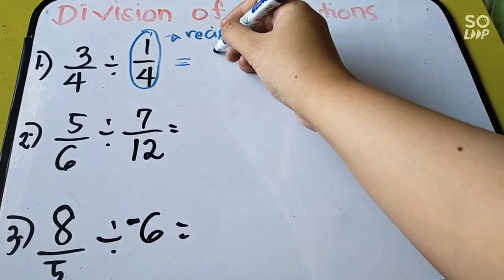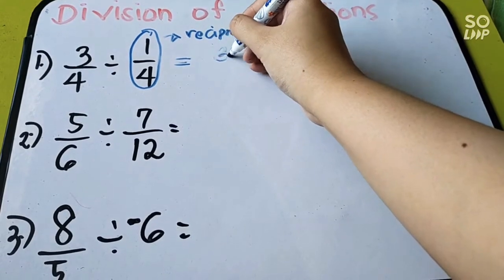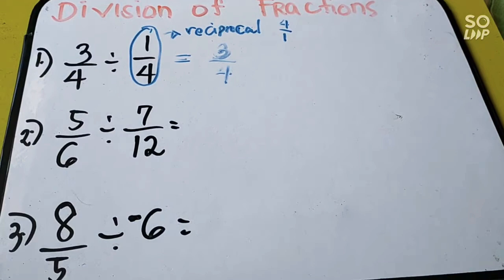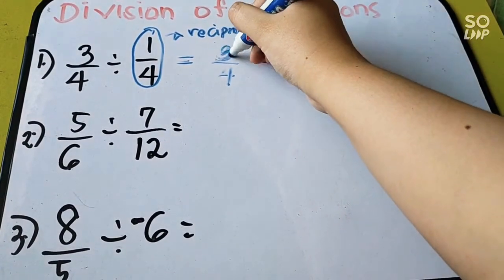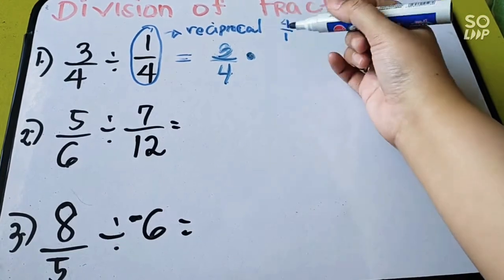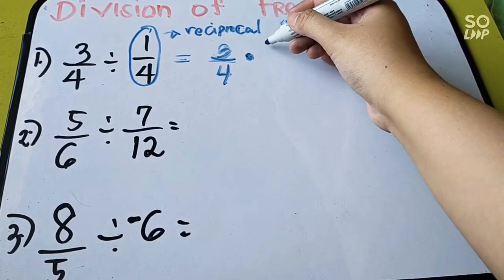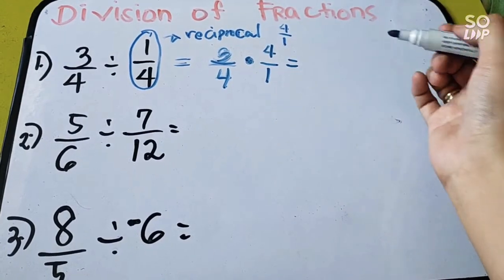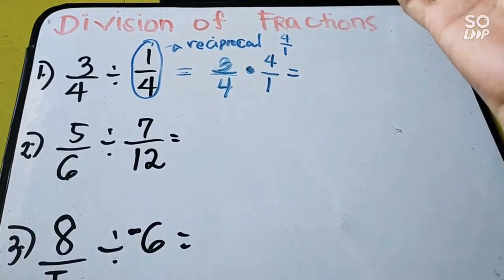We have 3, just copy the dividend, 3 over 4, then change it into multiplication. So, 1/4 reciprocal, that is 4 over 1. Ayan na. Then, proceed to multiplication.